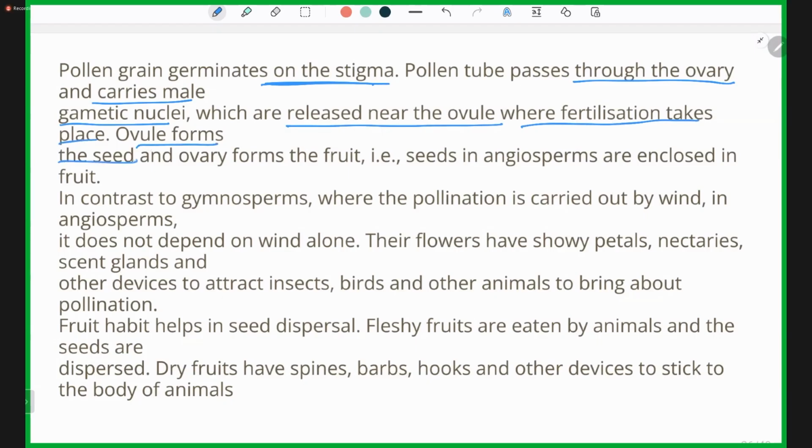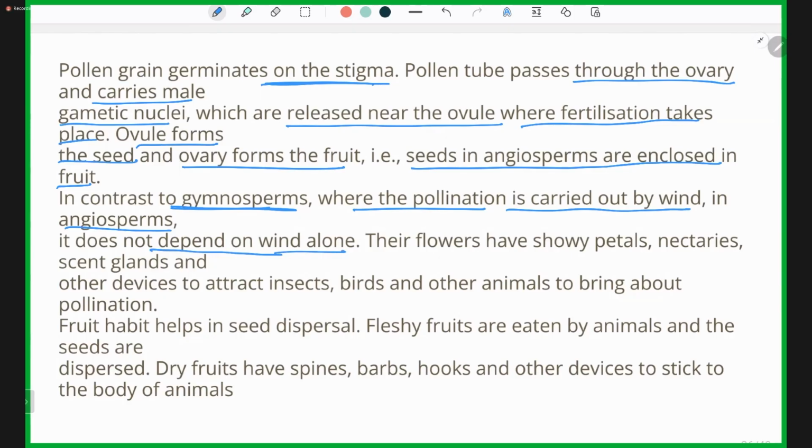Now, ovule forms the seed and ovary forms the fruit. The seeds in angiosperms are enclosed in fruit. Now, in contrast to the gymnosperms, where the pollination is carried out by wind, in angiosperms it does not depend on wind alone. I have emphasized my focus on that. The gymnosperms only depend on wind for their pollination, but it is not the same in angiosperms. Angiosperms can be pollinated by any method which is suitable for the pollinator. They have zero requirements for pollination, which is the main reason why they have evolved so much, because they have no condition for pollination.